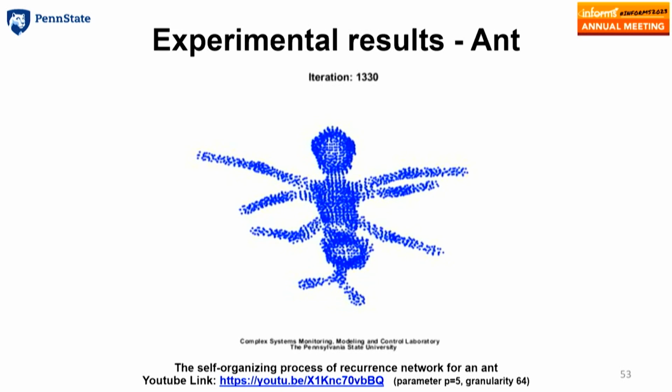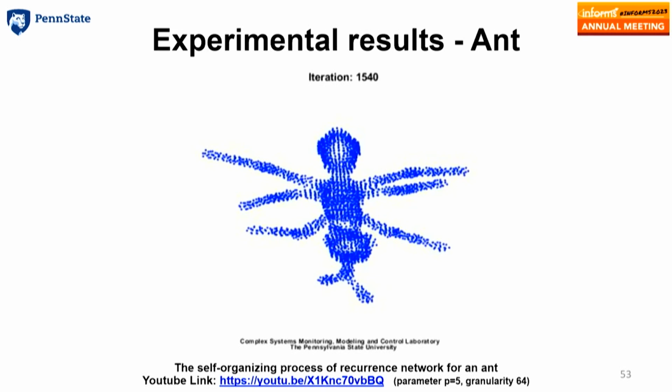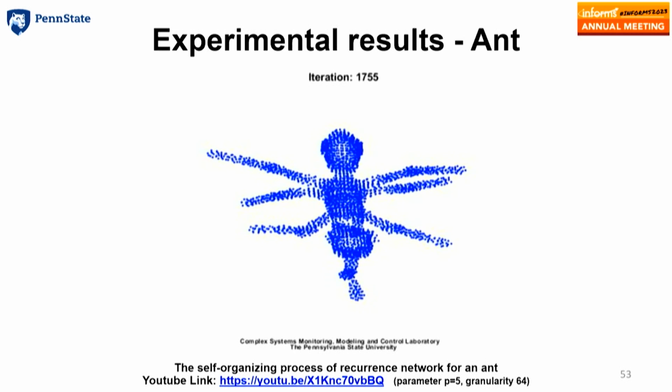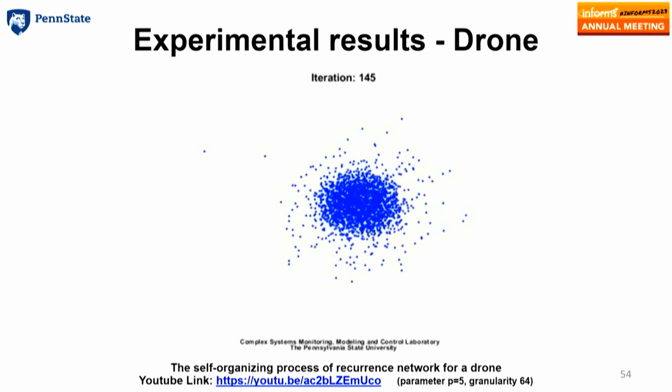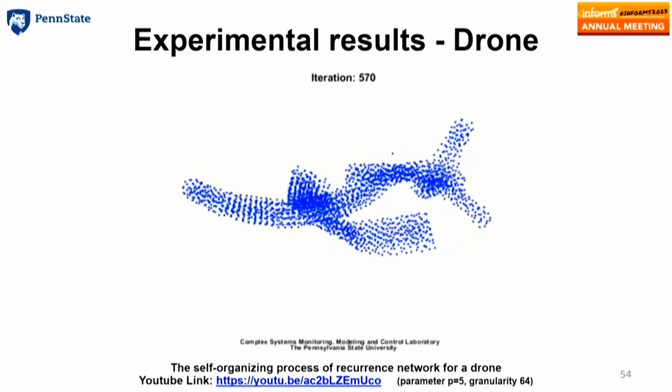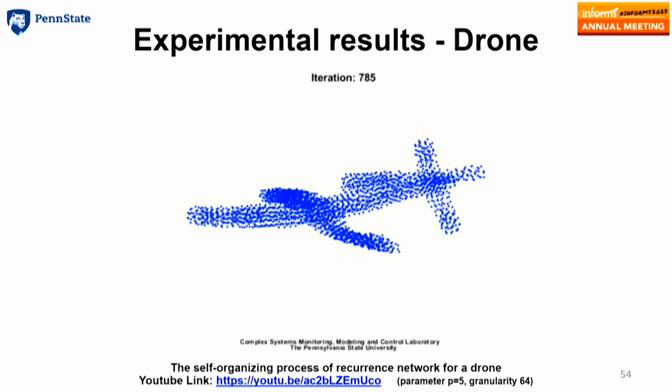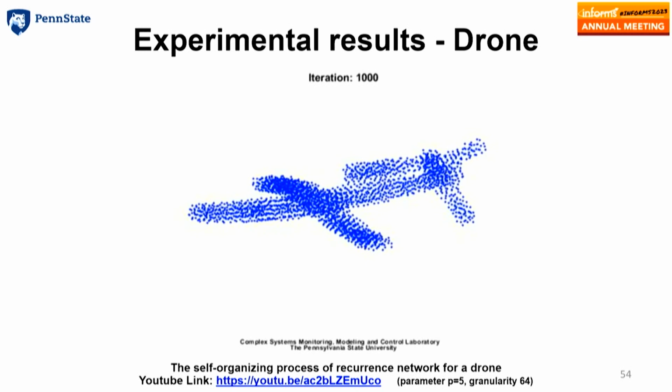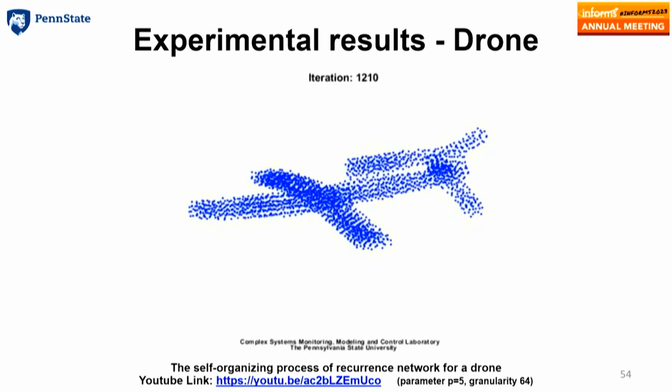Because an ant has a lot of angles and feet, it takes a longer time to self-organize. The more complex the geometry is, the longer it will take to reduce the energy. And this is another example, a drone. We also start from a random layout. Using the recurrence network approach and leveraging the self-organizing algorithms, we will be able to reconstruct the 3D designs. The detailed algorithm is available in the paper that we just referred to on the previous page.